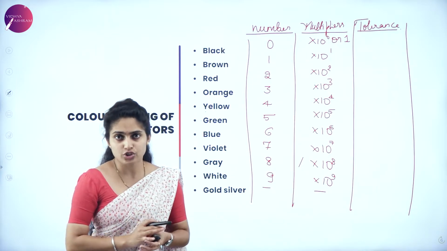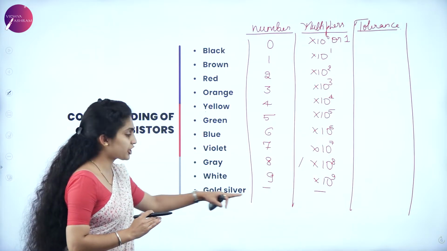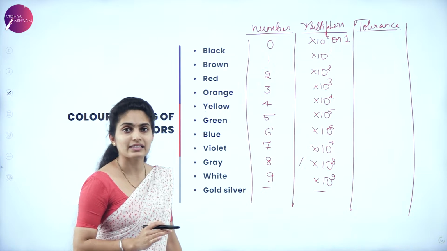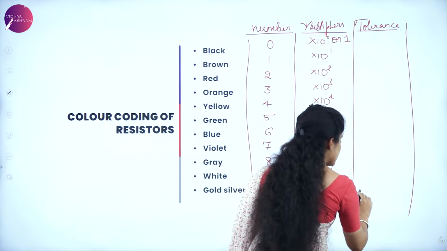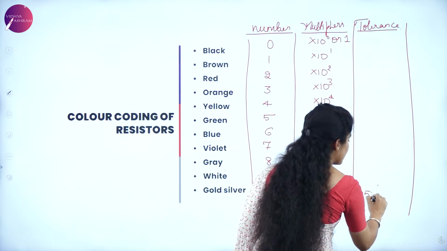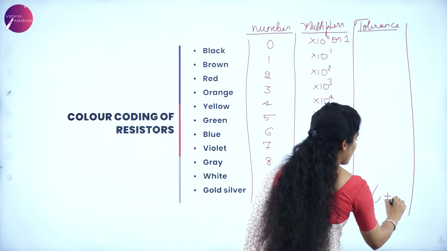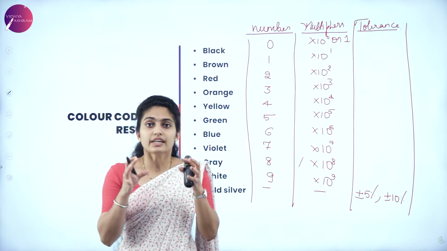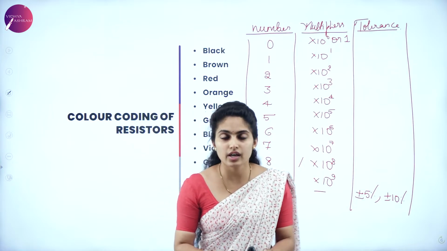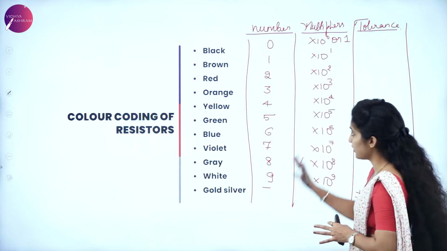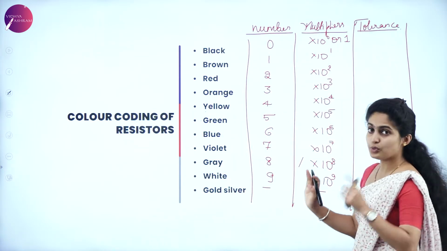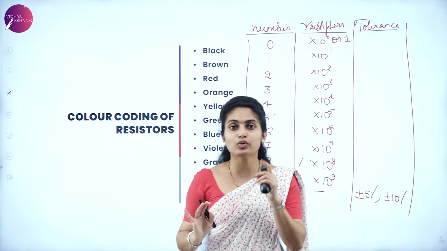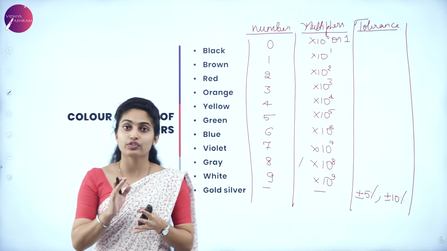Now, coming to the tolerance, we are only checking the tolerance of gold and silver, which is written as plus or minus 5% for gold and plus or minus 10% for silver. So now, here comes the color coding of the resistor. Having these values in your mind, you're supposed to give the values for the resistor.